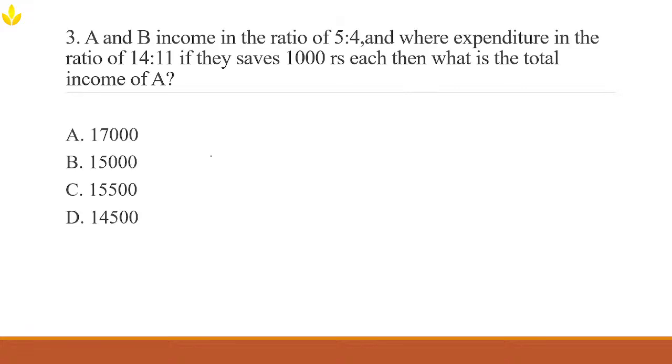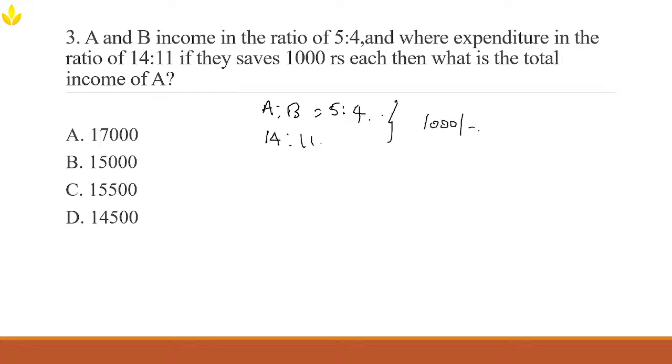Next part. A and B's incomes are in the ratio of 5 is to 4, whereas the expenditures are in the ratio of 15 is to 11. If both save 1,000 rupees each, then what is the total income of A? Here it is given that the income of A is to B is 5 is to 4, whereas the expenditure ratio is given as 15 is to 11. But the savings value has been directly given as 1,000 rupees.